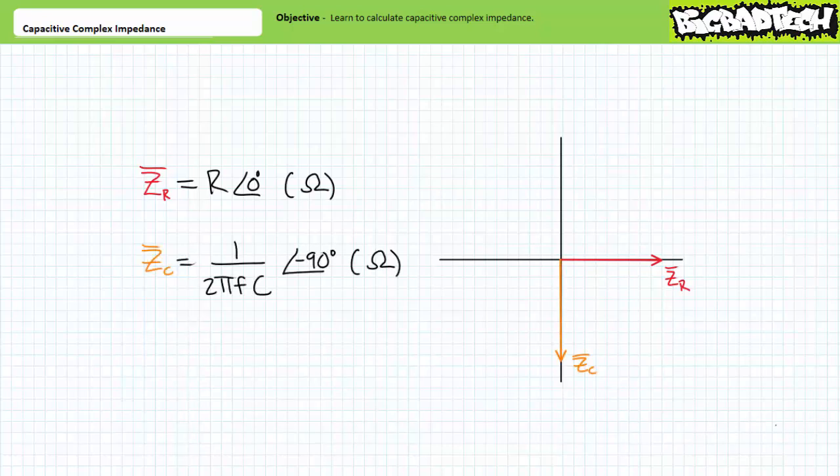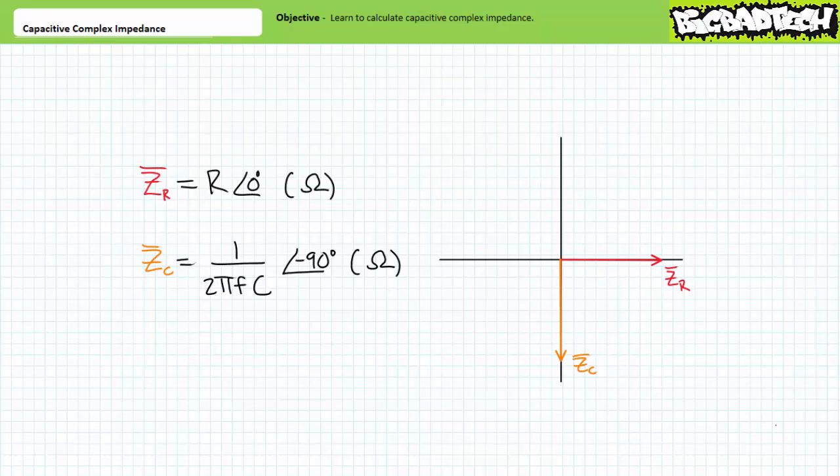Capacitors, in contrast, when represented as complex impedances, are elements that exist entirely in the negative vertical imaginary y-axis. Frequency of the AC source does have an effect on the magnitude of capacitive impedance using the following formula.